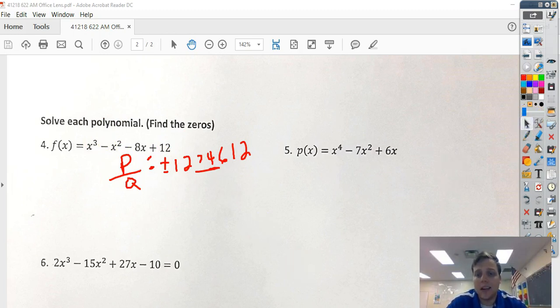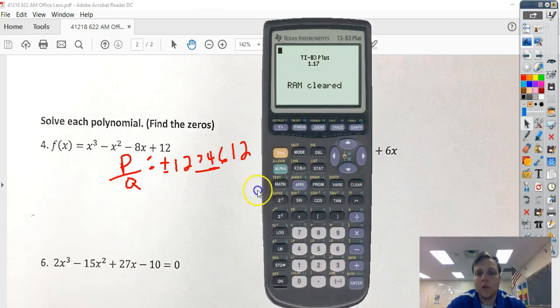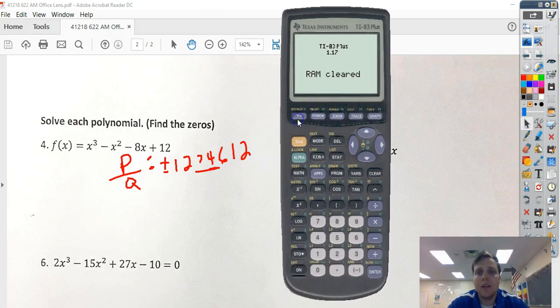I'm going to use a calculator, okay? So I'm going to pull up my calculator. Because what are zeros really? X-intercepts. So we go to y equals, and we say x raised to the third minus x squared minus 8x plus 12. Whoa, I said plus 2. I'm going to work to make sure you guys get calculators either today or definitely by our test tomorrow. Alright, I'm going to hit graph. There we go.